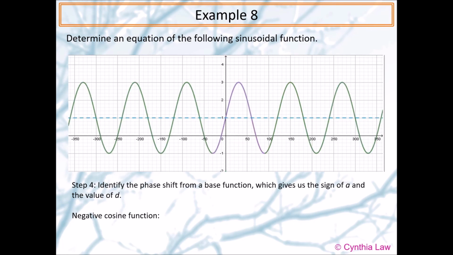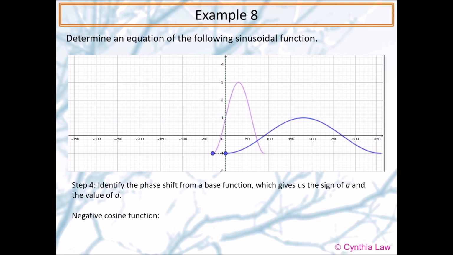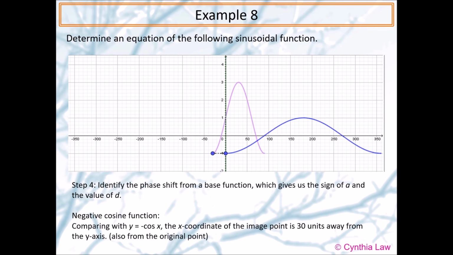Use a negative cosine function. Comparing the image function with the base function y equals negative cosine of x, we would notice the starting point has a phase shift of 30 units away from the y-axis. So the phase shift is actually 30 units to the left, and d equals negative 30.